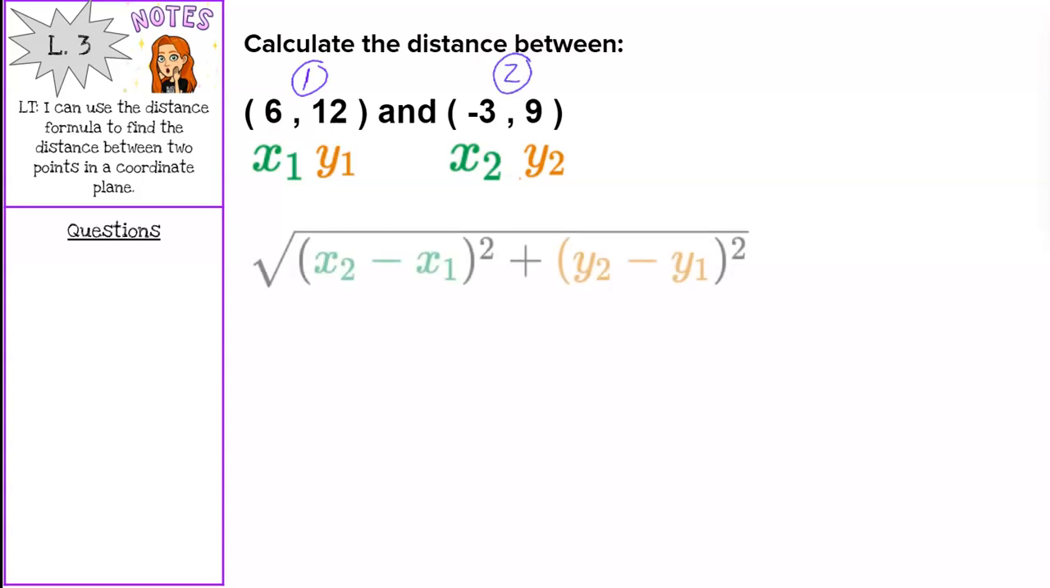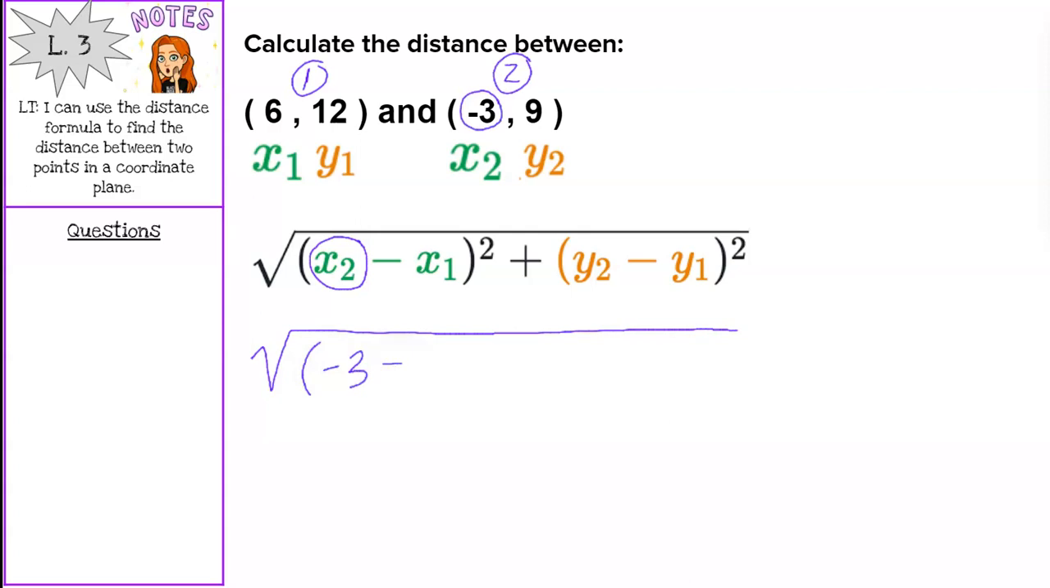Then the next thing we're going to do is plug those numbers into our distance formula. I'm going to replace all the letters with their number value. So I'm going to rewrite this, but when I see x2, I'm going to replace it with x2, which is negative 3. Minus x1, I'm going to replace that with x1, which is 6. Close the parentheses, squared, plus, then we're going to do the same thing for our y's. We have y2, so I'm going to replace that with 9. Minus y1, I'm going to replace that with 12. Close the parenthesis and square it.